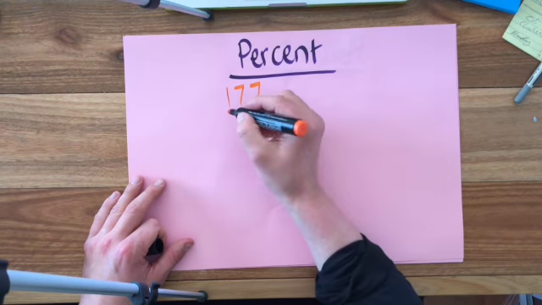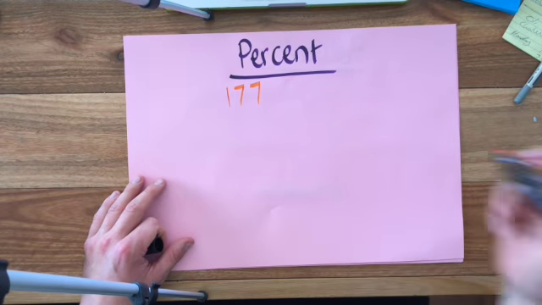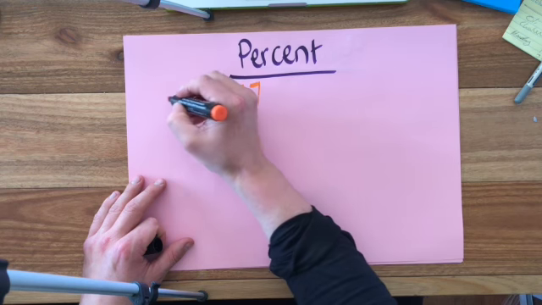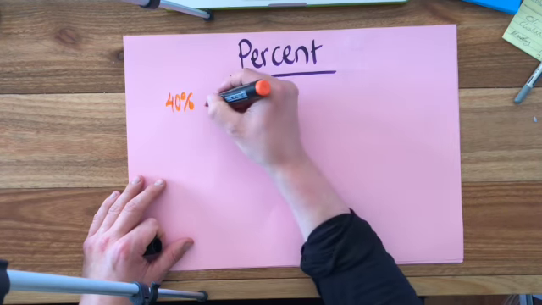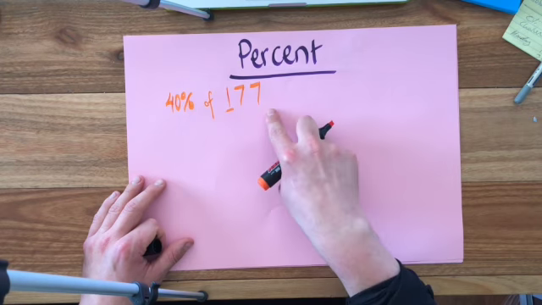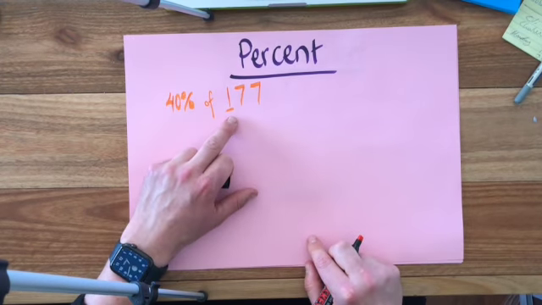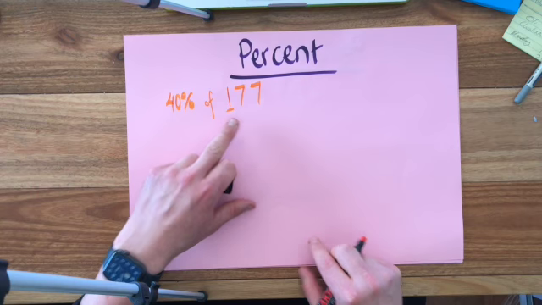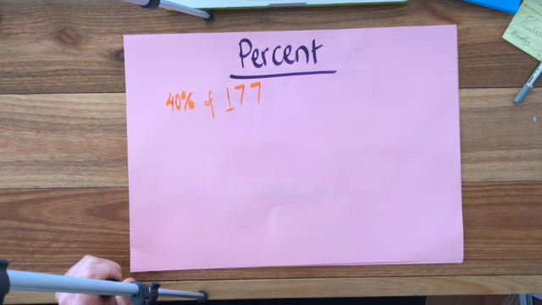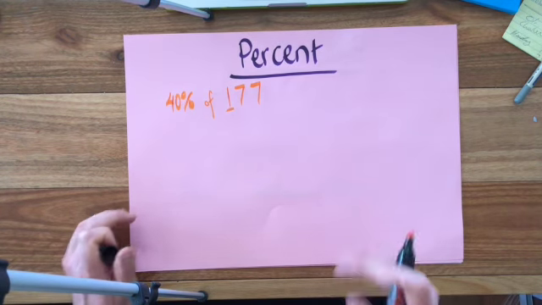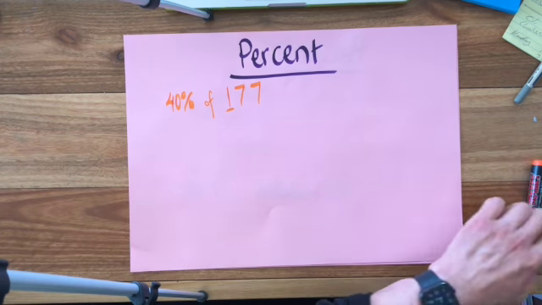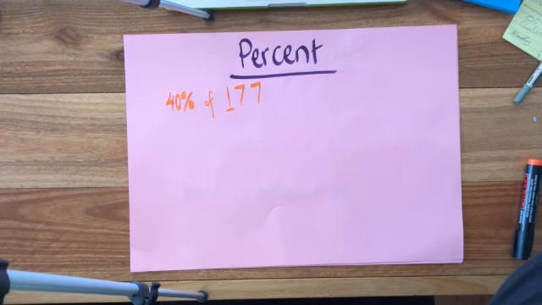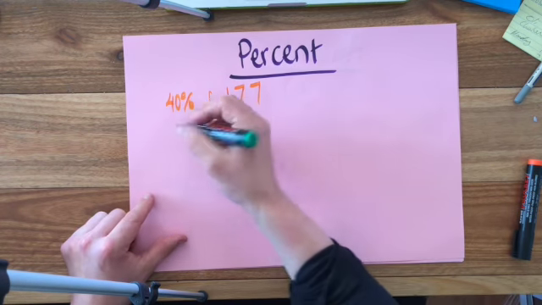Well, the first step I would have to do if we went through the whole process, we'd have to find 40% of 177. I'd have to find the first part, which is 100. Now, I'm not going to use a diagram for this, because by now you should have an understanding of what this means if you're watching this video. So, what we need to look at is our first part, 100.